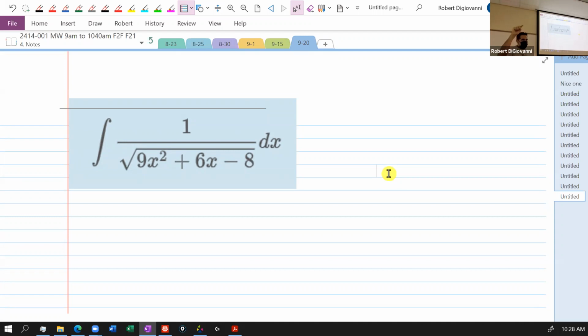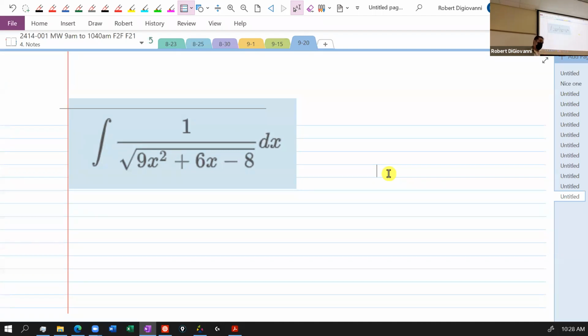This doesn't look like square root of a squared minus x squared, or x squared minus a squared, or x squared plus a squared, right? Because we've got that third term in the middle, don't we? That 6x causes a problem. So the first step is to complete the square. All right, we're going to complete the square first.